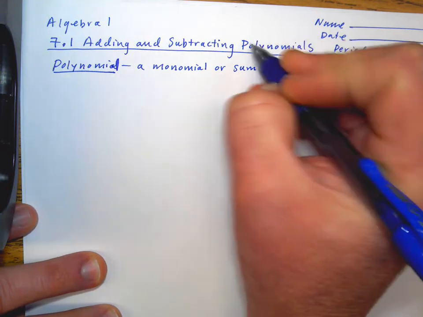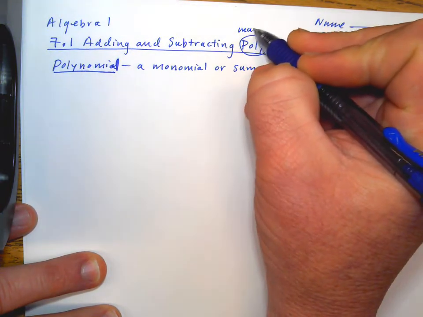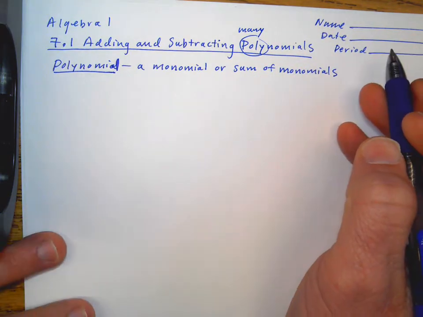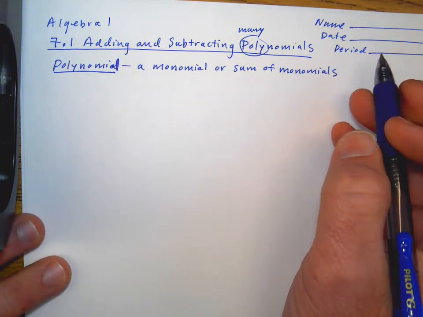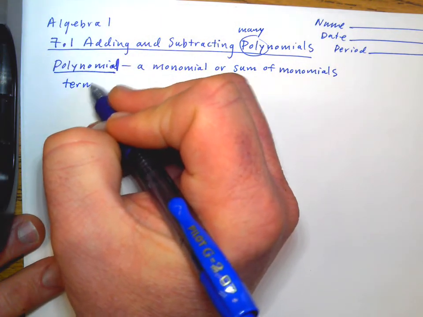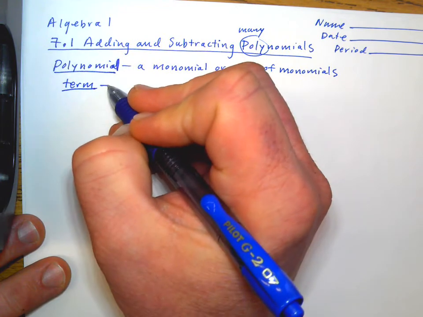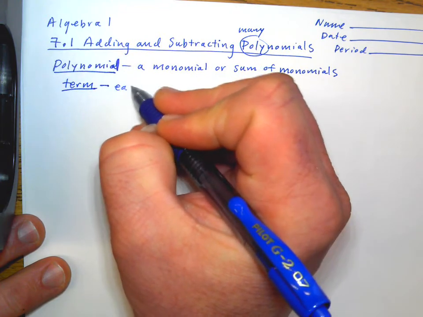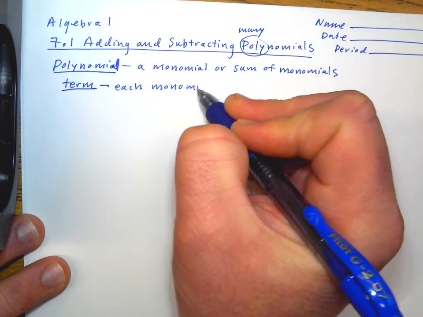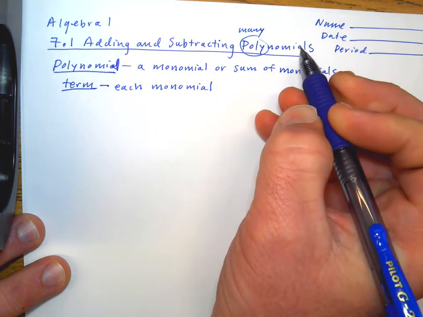Okay, now poly means many. So that's where this comes in. It could have many terms. So a term in a polynomial is each monomial. Each monomial ends up being a term. And I'll show you guys some examples, okay?